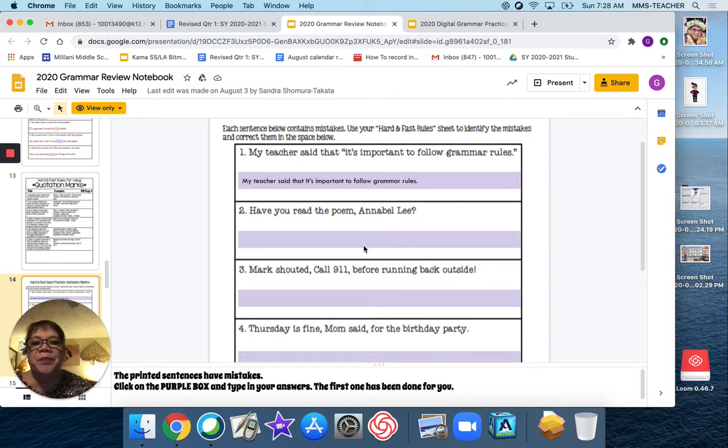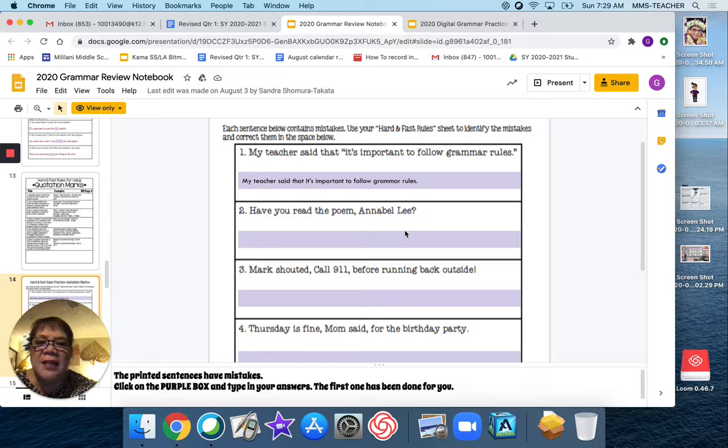We'll do one more together. Have you read the poem, Annabel Lee? Question mark. Now, how should this be written? Where should I have my quotation marks? Okay, think about it. Look at your rules. So if you were to rewrite it, you should have written, have you read the poem, comma, put your quotation mark right before Annabel, and put your quotation mark right before this question mark. Okay, so a quotation mark, and then a quotation mark between the E and the question mark.